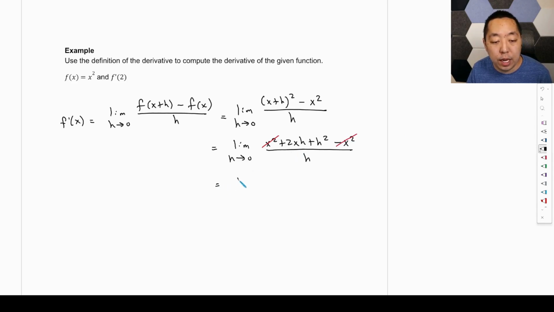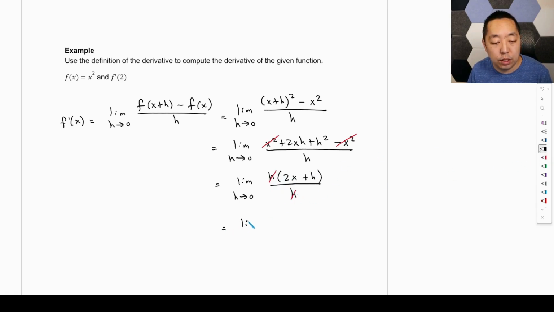And notice, if you do this correctly, you'll always be able to factor out an h. So you see there's an h in both of those. That's going to leave me with 2x plus h, because h times 2x will be 2xh, and h times h is h squared, divided by h. Then these h's will cancel, right?